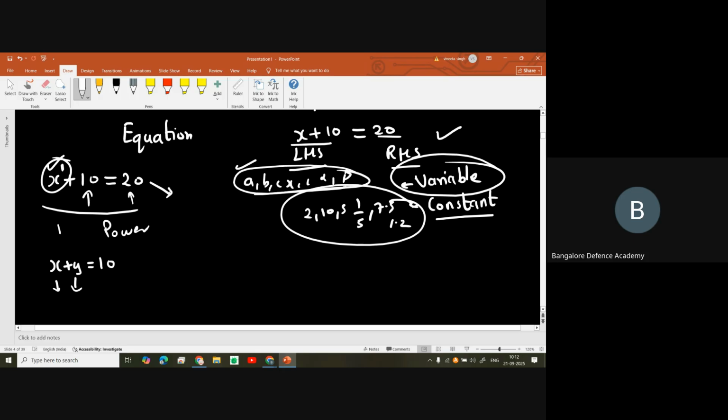Okay, this is two variable. So in order to solve two variable, you need to have two equations. Got it? These are the fundamentals.